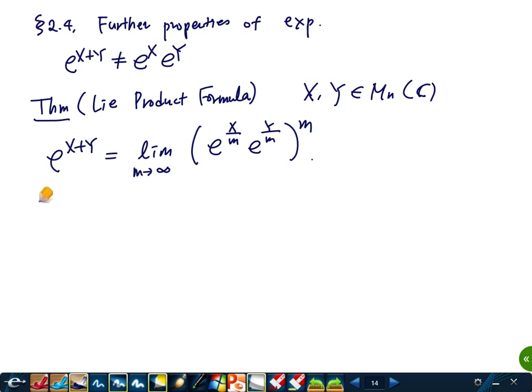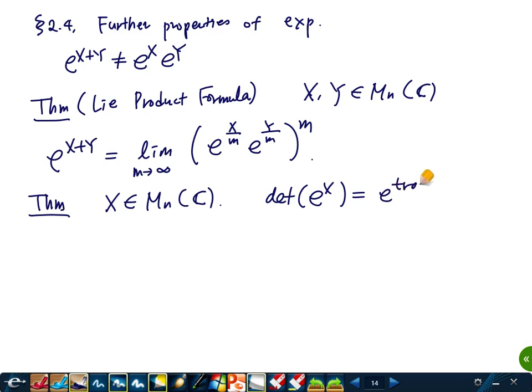Another interesting theorem: again, X is a complex n by n matrix. Then the determinant of e to the x is equal to e to the trace of x. Very simple. Let's see a proof. If x is diagonalizable with eigenvalues lambda 1 through lambda n, let's see what happens.